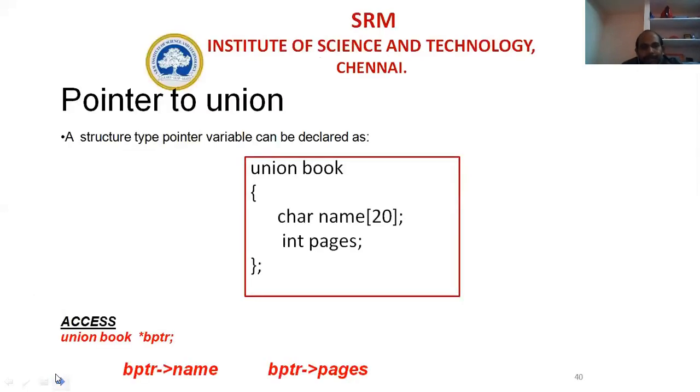Right. Pointer to a union. So this is the union. The union name is book. The members are the name of the book and how many pages this book contains. For accessing, you have to use this arrow symbol to access these pointers.